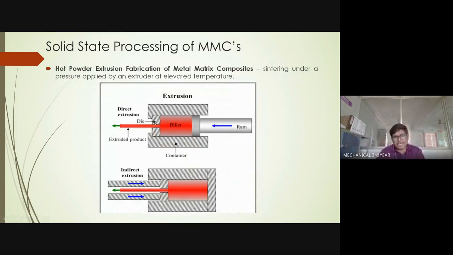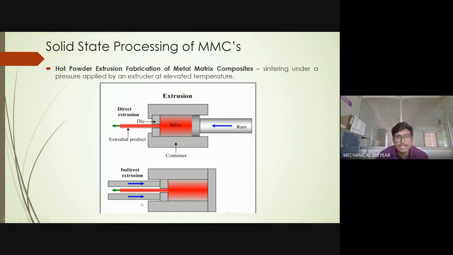The die contains the final shape of the product. The die opening will have a shape through which your material will come out. If the die opening is of circular shape, it will end up producing a circular component. If it is of a square shape or a bar-like structure, we will end up producing a bar. So this is the forward extrusion.